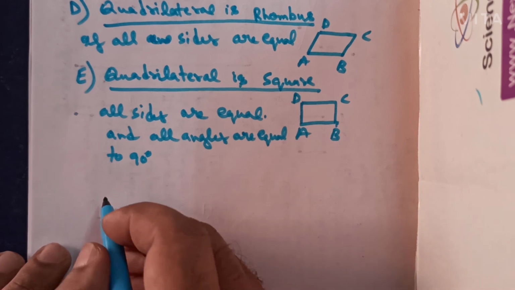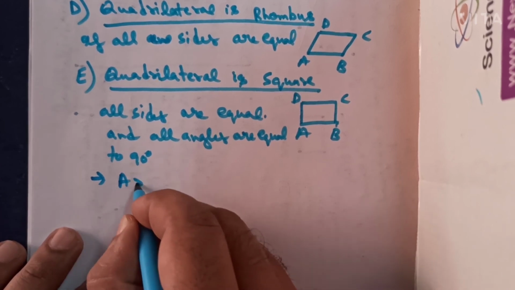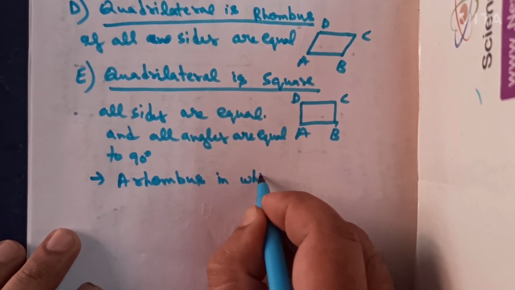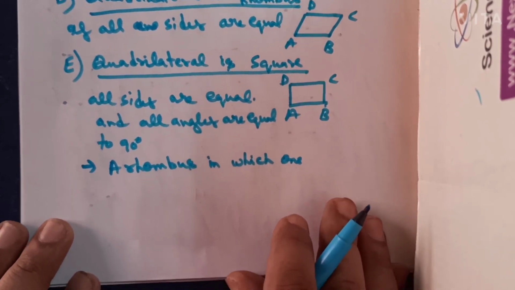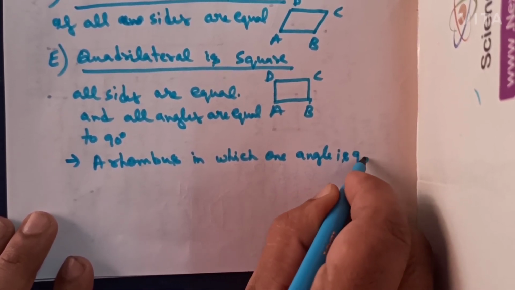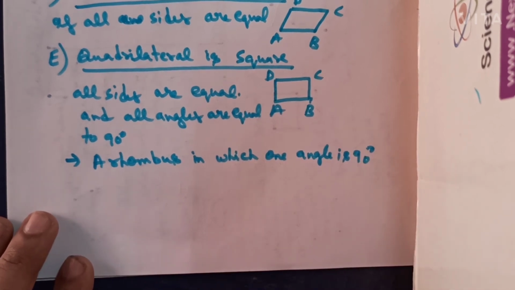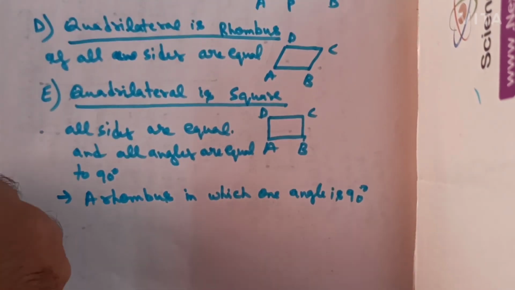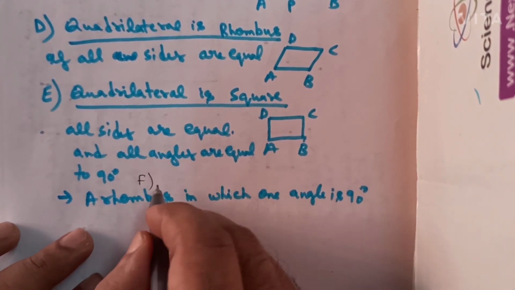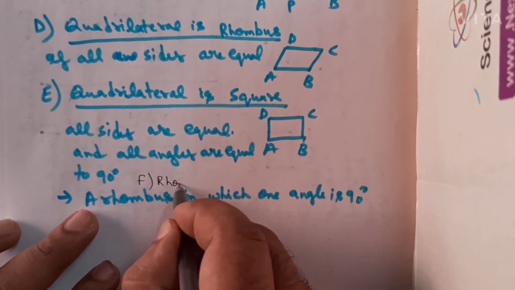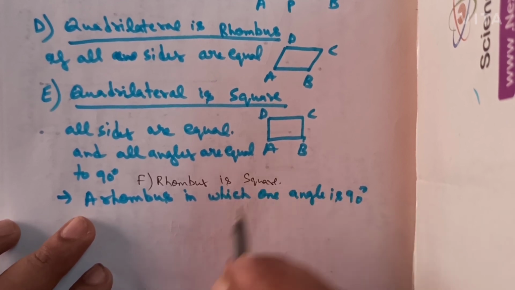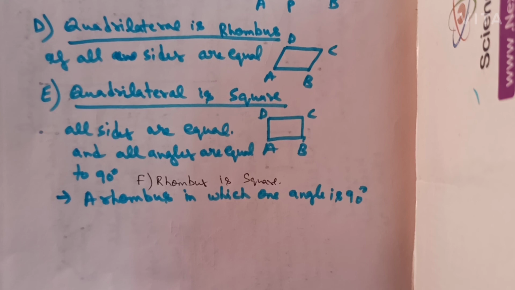So we can also say that a rhombus in which one angle is 90 degrees is a square. So this is part number F, that is, rhombus is a square. Okay, a rhombus in which one angle is 90 degrees is a square.